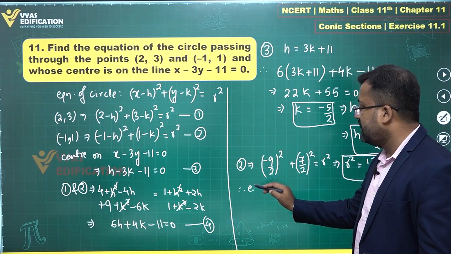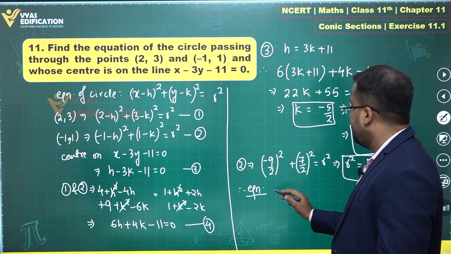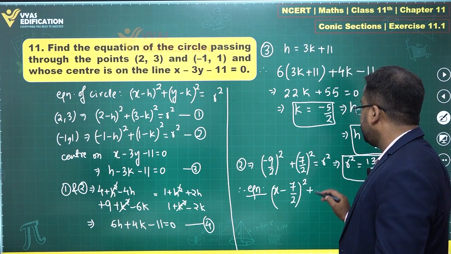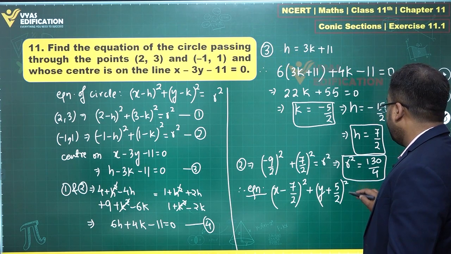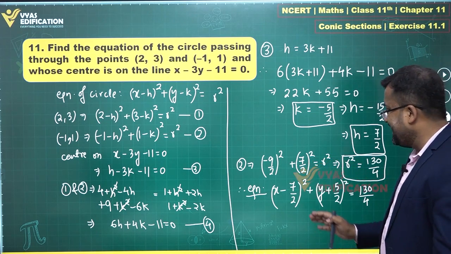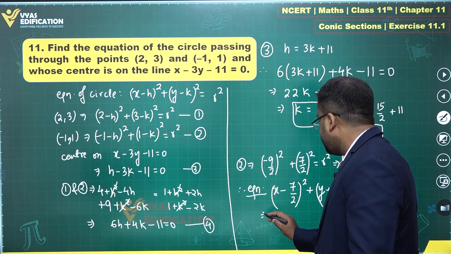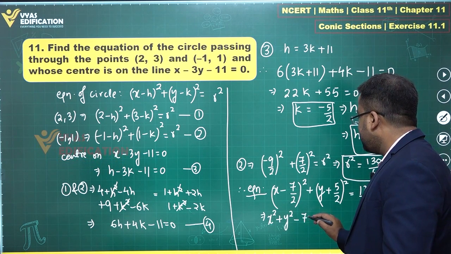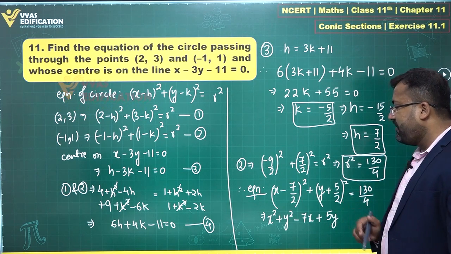Therefore, the equation of the circle will be this: x minus h whole square plus y minus k whole square, which becomes x minus 7 by 2 squared plus y plus 5 by 2 squared is equal to r square, which is 130 upon 4. Once I reach this stage, next thing I'll do is simply simplify this. And this will become x square, y square will come from here, minus 7x, and here will be 5y. What else? This is 49 by 4, this is 25 by 4.